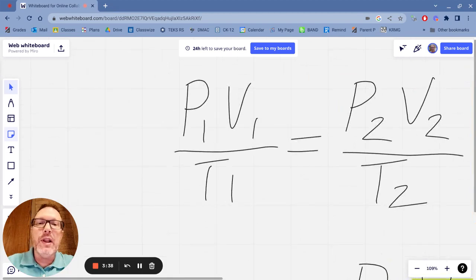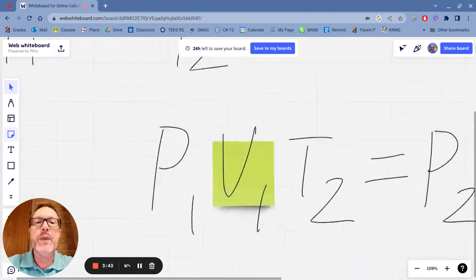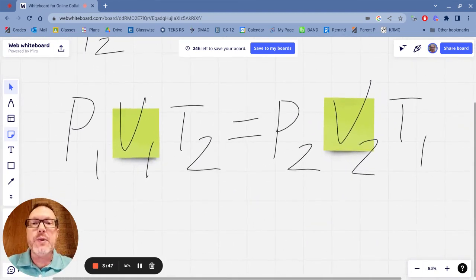Start with one of these two formulas. If you like the fractions, then go with that. But I'm thinking most of the time you're going to want to use this one right here. It's really going to be easier for you to start canceling things.